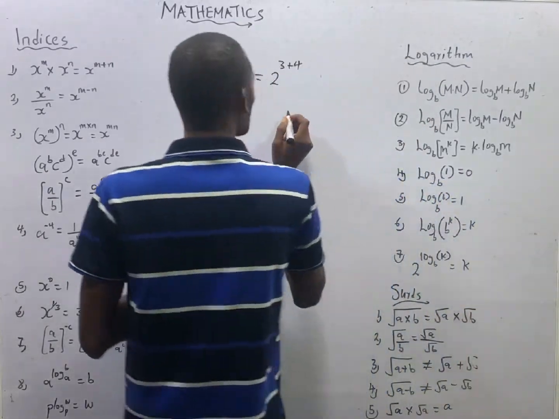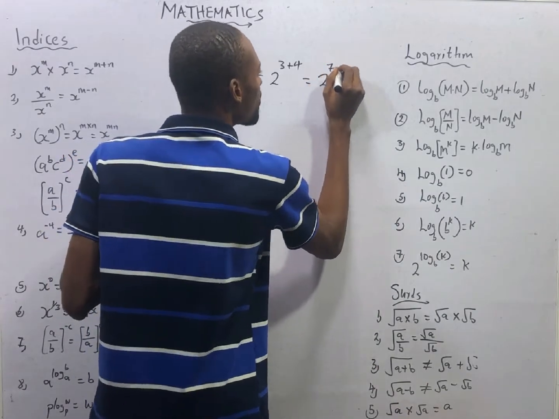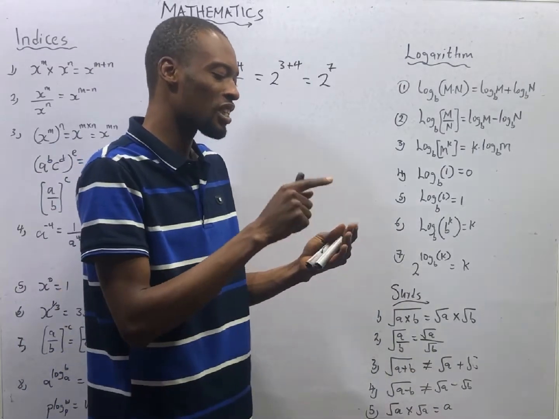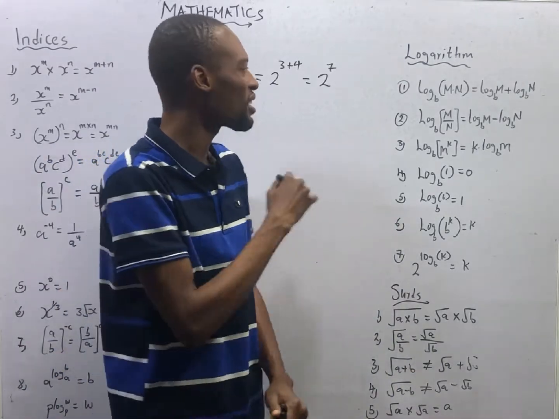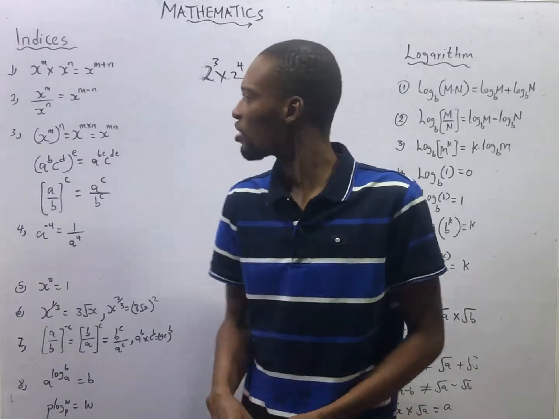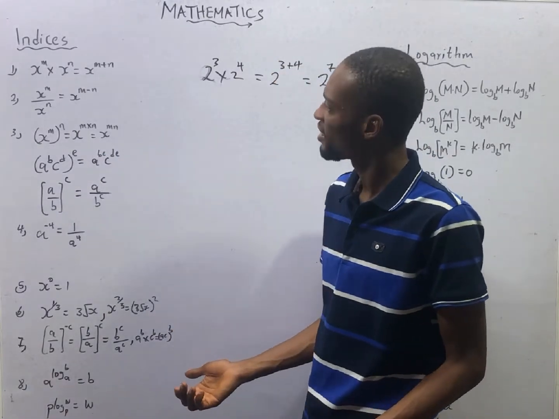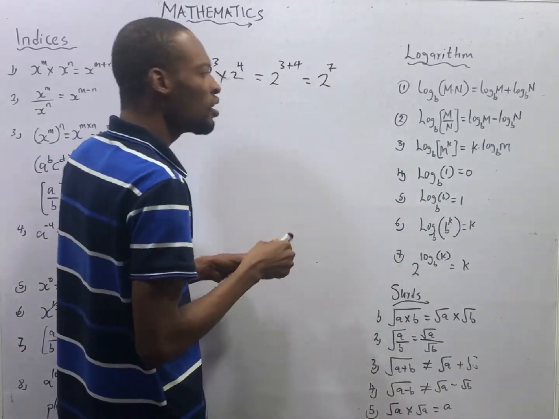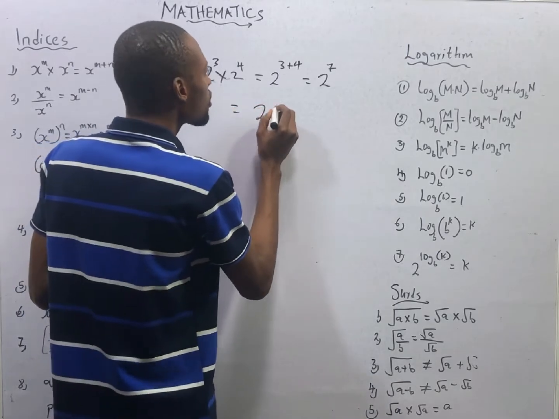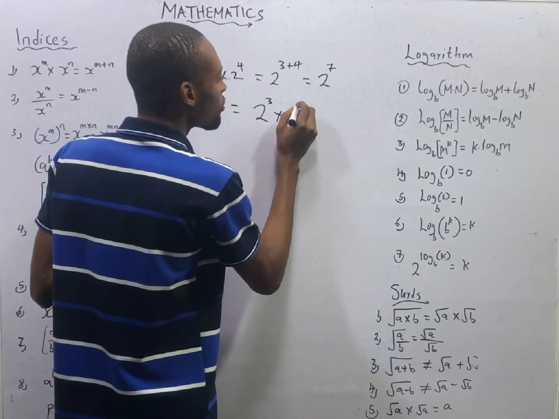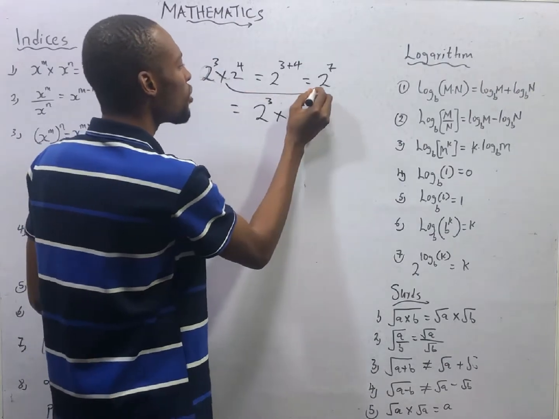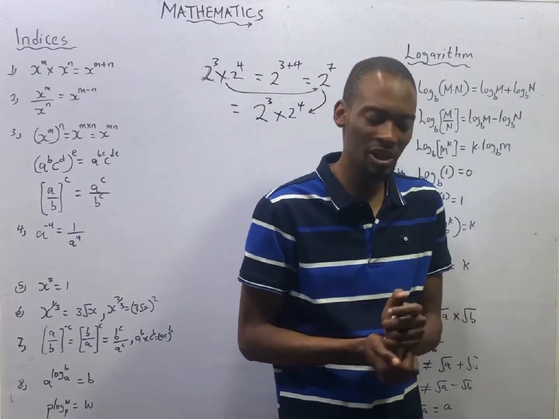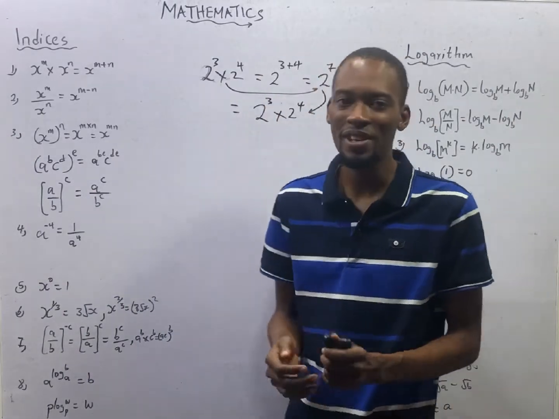So 3 plus 4 is equal to 2 raised to the power of 7. And 2 raised to the power of 7 is 2 times 2 times 2 times 2 times 2 times 2 times 2, 7 times multiplying. What does this also imply? It implies that if you have 2 raised to the power of 7, you can simplify it to be 2 raised to the power of 3 times 2 raised to the power of 4. So you can take this to this form or this to this form. So long as you didn't change anything, and so long as when you punch your calculator they give you the same thing, it is very, very valid.